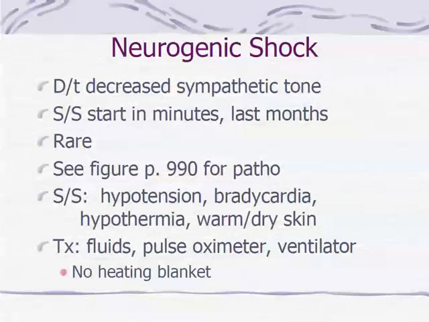Symptoms are hypotension, bradycardia, hypothermia, and a warm, dry skin. You don't want to use a heating blanket because the heating blanket will cause vasodilatation and will decrease the blood pressure further. Treatment is fluids, pulse oximeter, and possibly a ventilator. Nursing diagnoses are on page 990. And that finishes shock. Thank you.